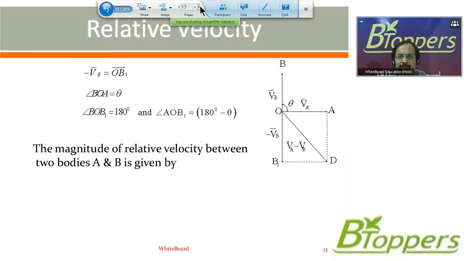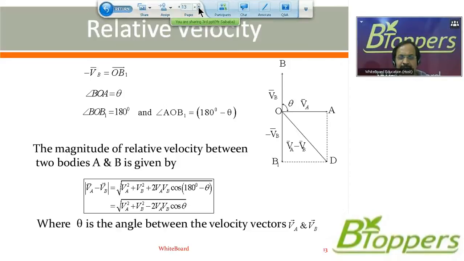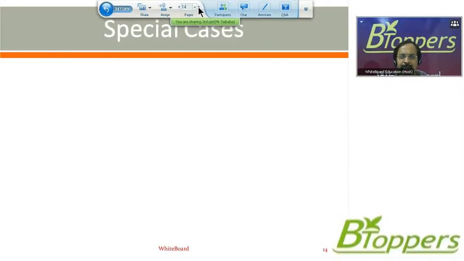So the magnitude of the vector sum or resultant of VA bar and minus VB bar is given by mod of VA bar minus VB bar equal to root of VA square plus VB square plus 2VA VB cos of 180 minus theta. You can write cos 180 minus theta as minus cos theta. Here theta is the angle between the two velocity vectors VA bar and VB bar.